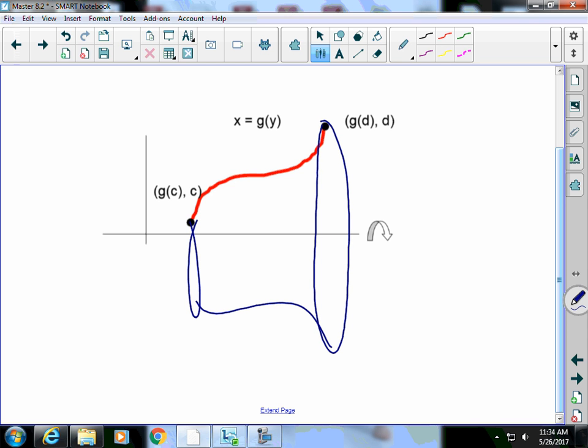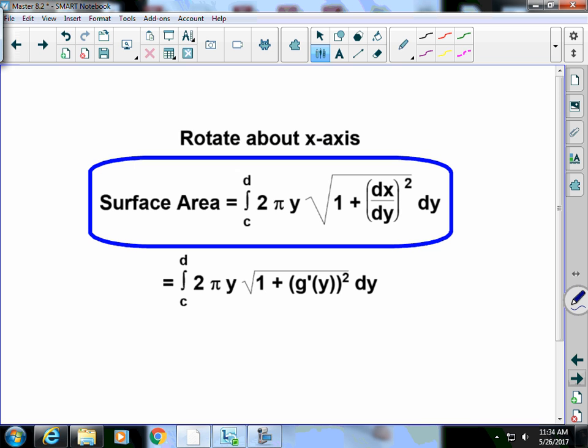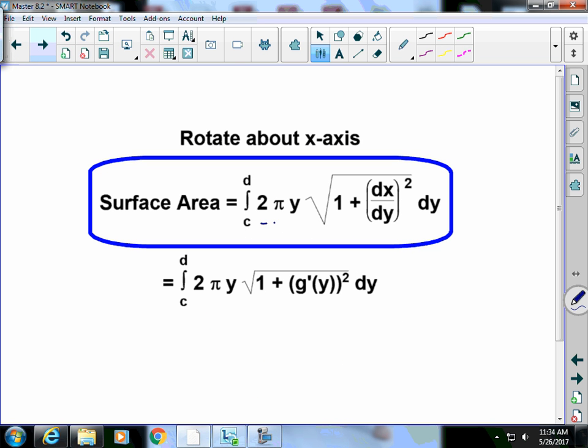But this time it's x equals g of y instead of y equals f of x. So the rotation will look like this. Here's the surface area. This time we're going to rotate about the x-axis, right? Because this is all in terms of y, where the previous one was all in terms of x. So now it's still 2 pi, but now it's y. If I'm going around the x-axis and I'm in terms of y, use y for r.